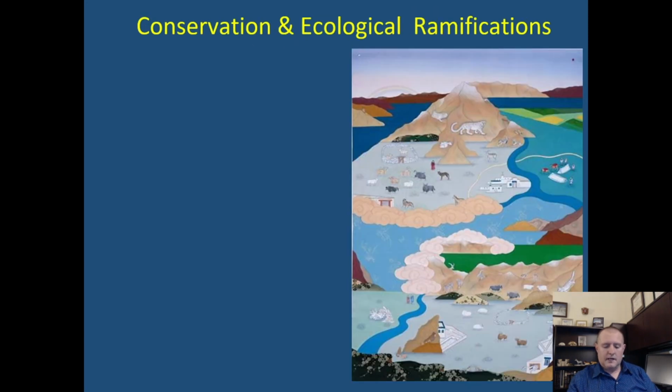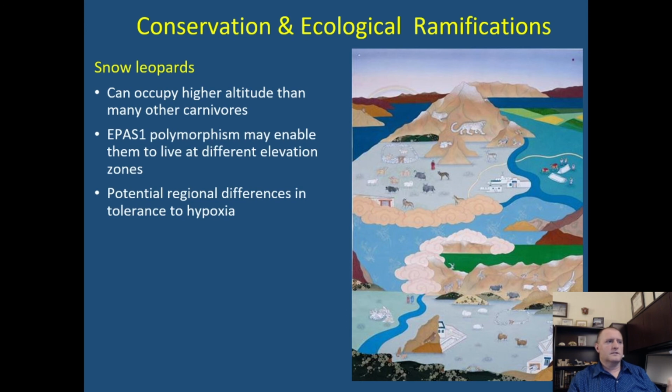Now, what are the implications for this? Well, first of all, snow leopards can occupy higher altitude regions than other carnivores. And again, this is because they're partly adapted to the low levels of oxygen in those areas. By having polymorphism at this one important gene, EPAS1, they are potentially able to live in different elevational zones and at a greater range of elevations than other species potentially, right?